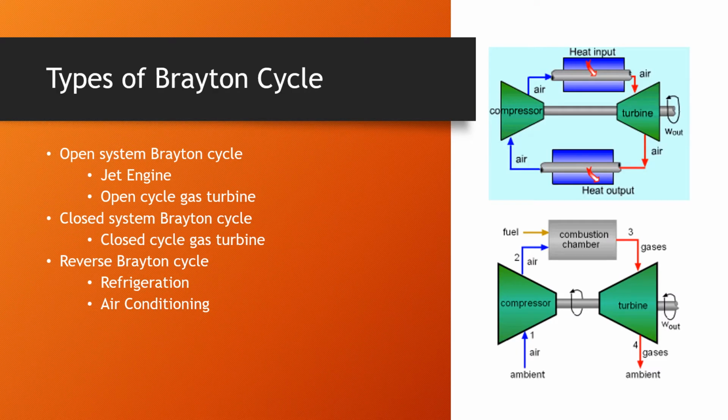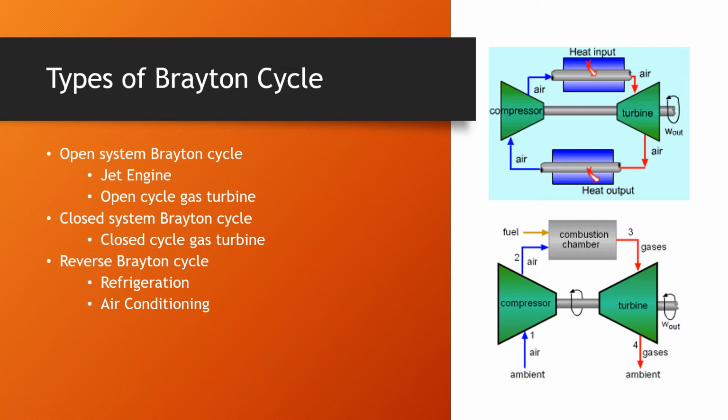Brayton cycles are mainly either an open system or a closed system. An open system Brayton cycle basically involves combustion chambers. So generally jet engines use an open system Brayton cycle, or gas turbine power plants that do not use a closed feed working fluid use an open system.